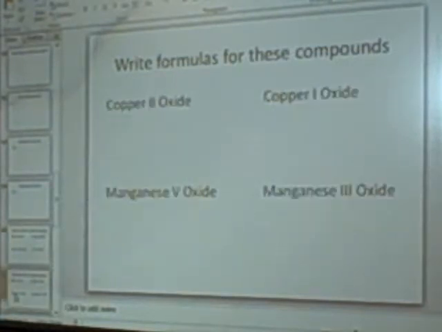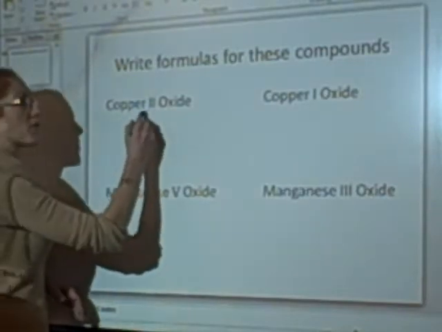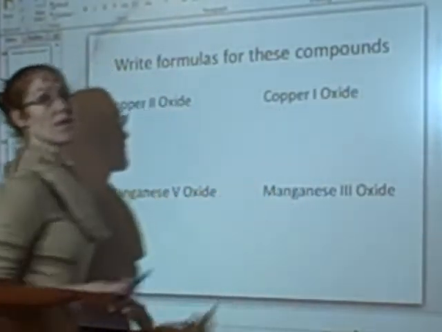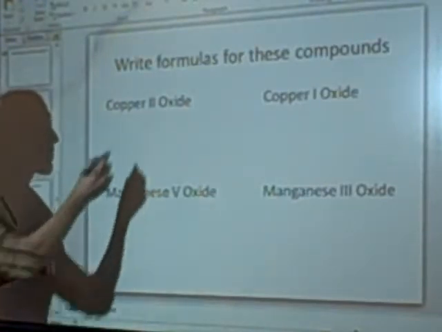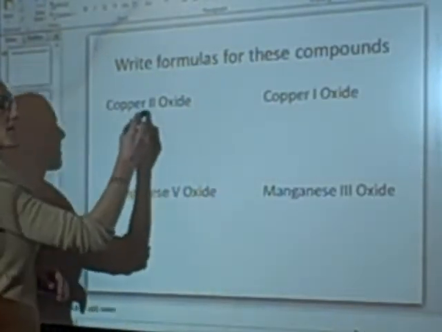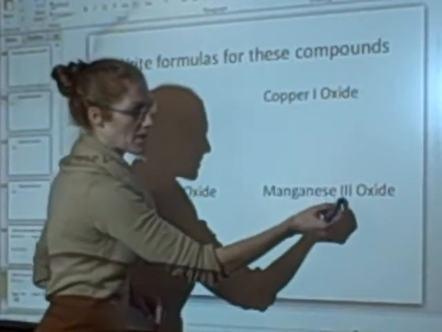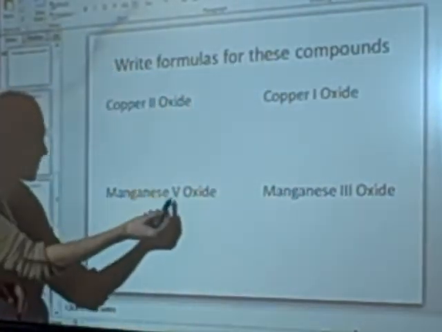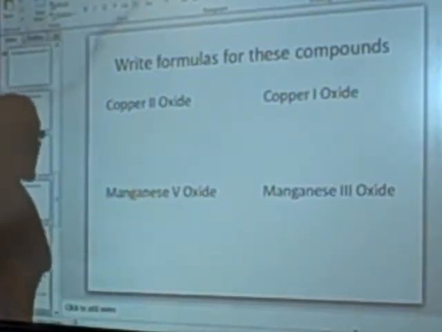Okay, we have copper-2 oxide. So with transition metals, the metals can form different charges. Here's copper-2, here's copper-1. We never know what charge they're going to form, so we write Roman numerals to say. This is a copper with a 2+ charge. This is a copper with a 1+ charge. Here's a manganese with a 3+, and here's a manganese with a V. The V is for 5. Manganese with a 5+.